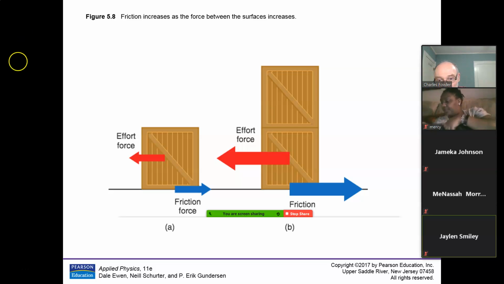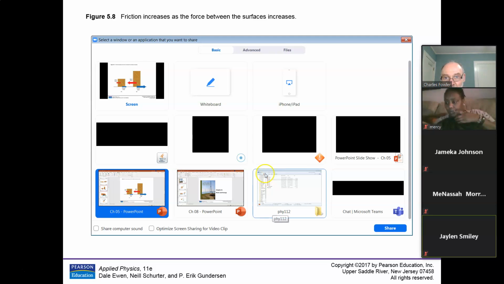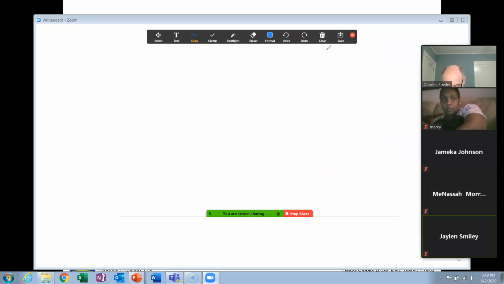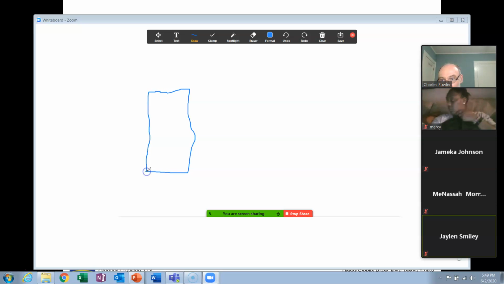Now I'm going to go back to my whiteboard, that's what they call it. I'm going to clear that one out of the way. Now, here are two guys pushing on a crate. I'm not going to draw very pretty guys, but here's the crate. It's pretty ugly. Here's the crate. Here's one guy pushing on the crate.